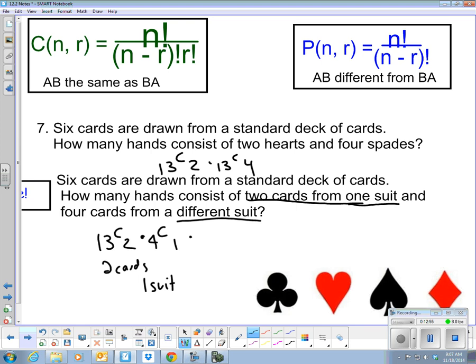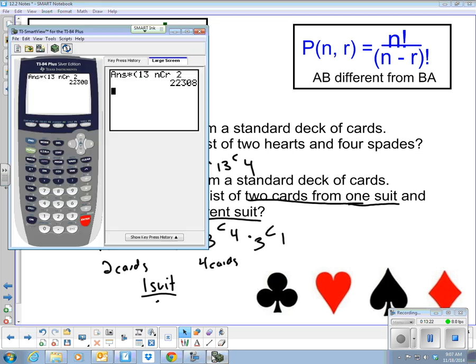Now I need 4 cards from a different suit. So I want 13 choose 4. So this is the 4 cards. But now it's got to be a different suit. So all I do is this. I take away the suit I used over here. So there are 3 suits left, and I'm going to choose 1. So I'm going to multiply all that together. And if you're brave, you can throw it all in the calculator and trust that the calculator did it right. I like to take it piece by piece. So all you're going to do is go like this.